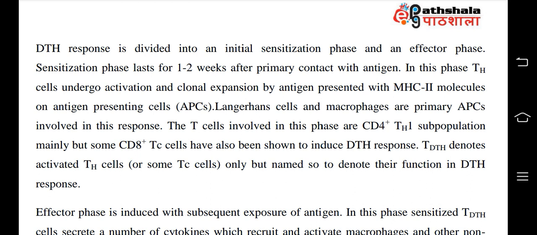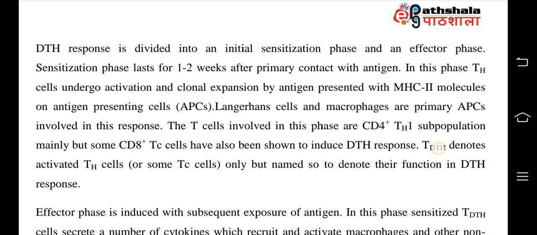DTH response is divided into an initial sensitization phase and an effector phase. Sensitization phase lasts for 1 to 2 weeks after primary contact with the antigen. In this phase, Th cells undergo activation and clonal expansion by antigen presented with MHC2 molecules on antigen presenting cells, or APC. Langerhans cells and macrophages are primary APCs involved in this response.